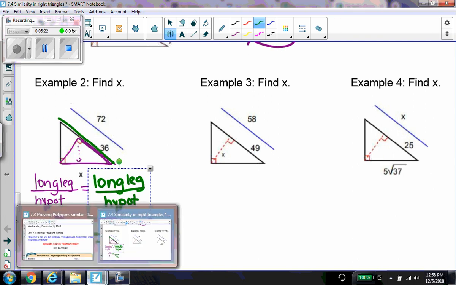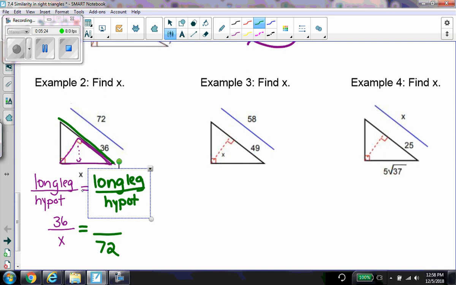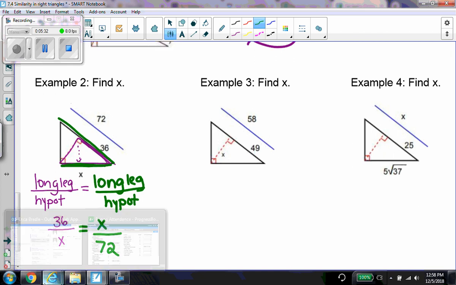72 would be my hypotenuse there. And all of a sudden, x becomes my long leg for the big triangle. So this side, x, actually changes from being the hypotenuse to being the long leg, depending on which triangle you're looking at. So at this point, I've got long leg to hypotenuse is equal to long leg over hypotenuse.